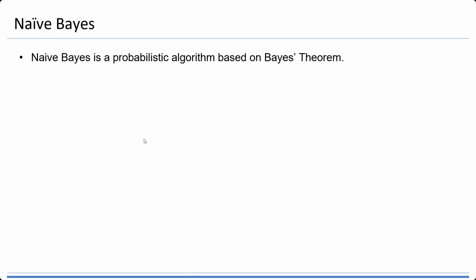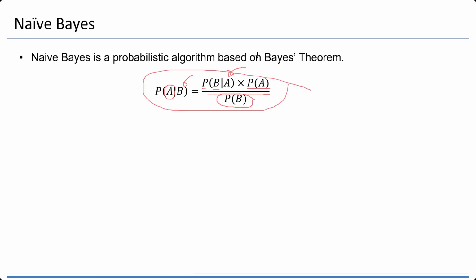The naive Bayes is a probabilistic algorithm based on the Bayes theorem. So the Bayes theorem, we have this probability: the probability of A given B is the same as the probability of B given A multiplied by the probability of A divided by the probability of B. So using this formula, we can calculate the naive Bayes result.